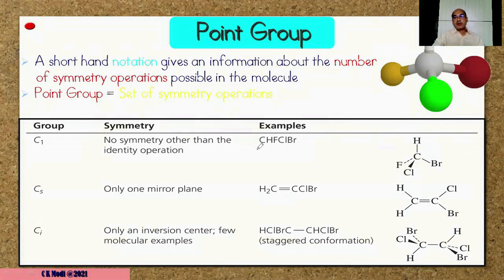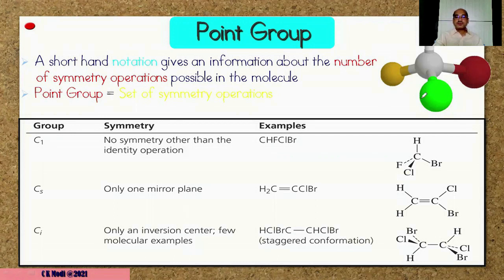Now look at this three-dimensional structure of this molecule, CHFClBr. Now this circle indicates carbon. If we assume this is carbon, this is hydrogen, this is fluorine, and this is bromine. Now, which symmetry elements are present in that molecule? This is an asymmetrical molecule because all the corners have different atoms.